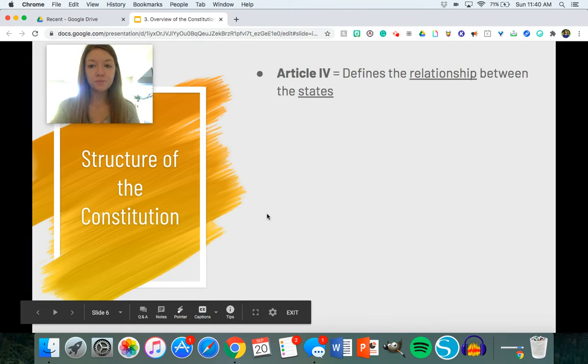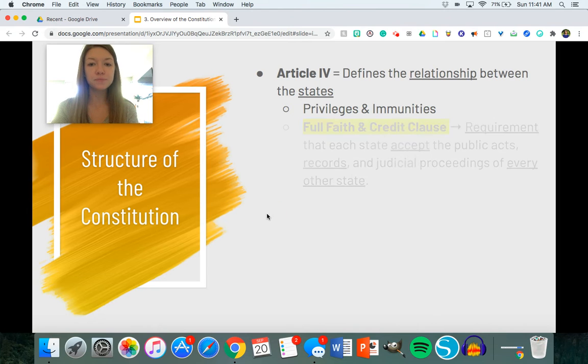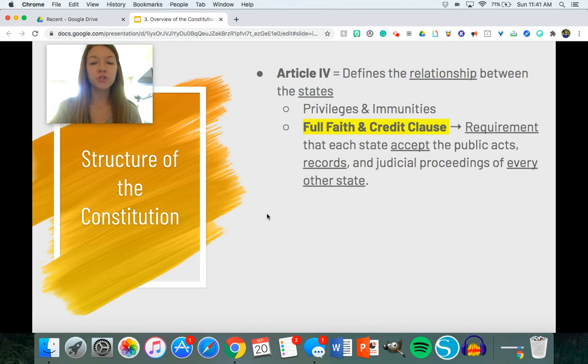Article 4 defines the relationship between the states. And remember, this was something that was contested or debated under the Articles of Confederation. So privileges and immunities. Basically what that means is you cannot be discriminated against by a state that you don't live in, for example. Like if you cross state lines, you are given the same privileges and rights as any other state. And Article 4 also outlines something called the full faith and credit clause.